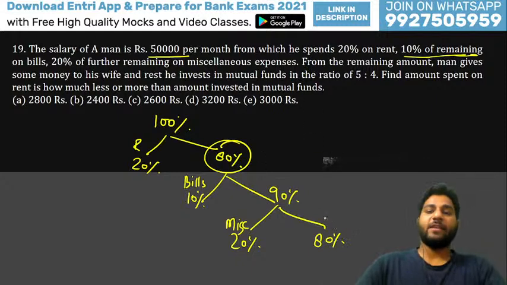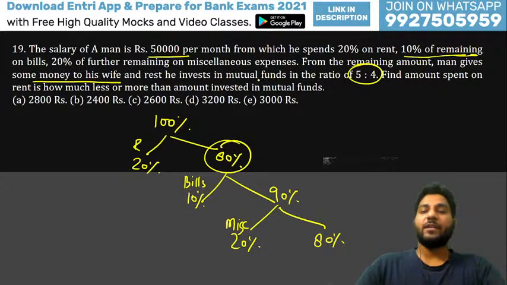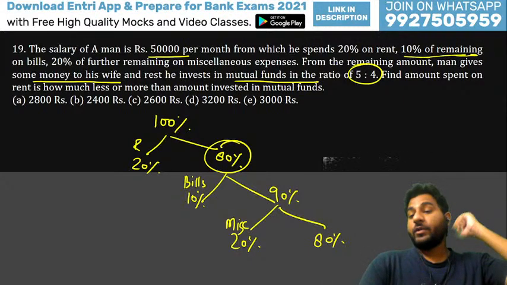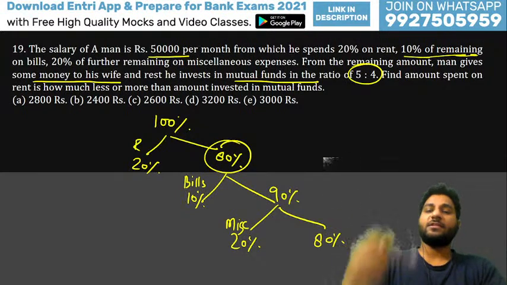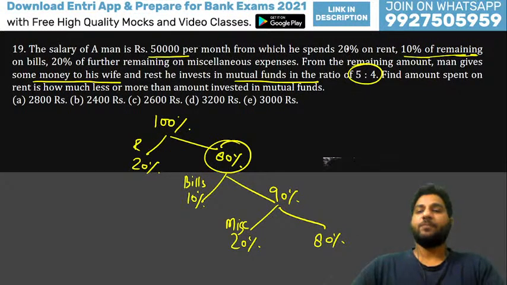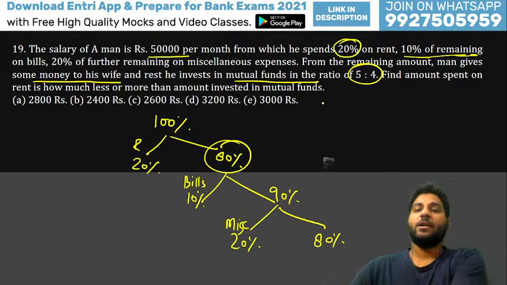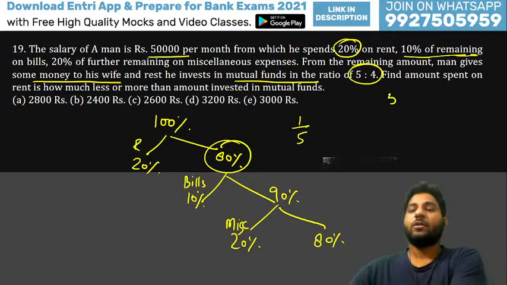After that it will be divided in the ratio 5:4, where the 5 part goes to his wife and the rest is invested in mutual funds. So how are you going to solve this? Because it's a sequence, a successive decrease. Let me give you another example. First 20%. 20% means 1 by 5, which means out of 5 we are left with 4.